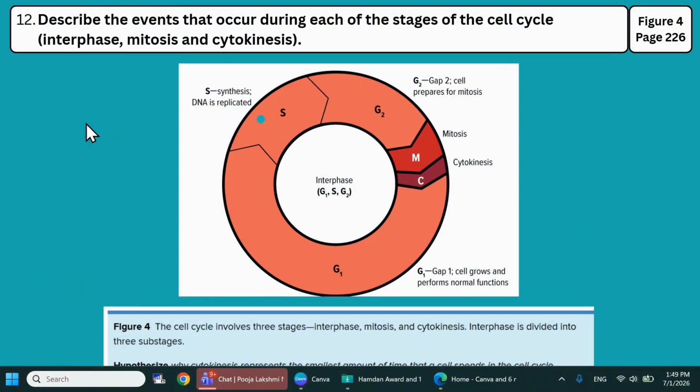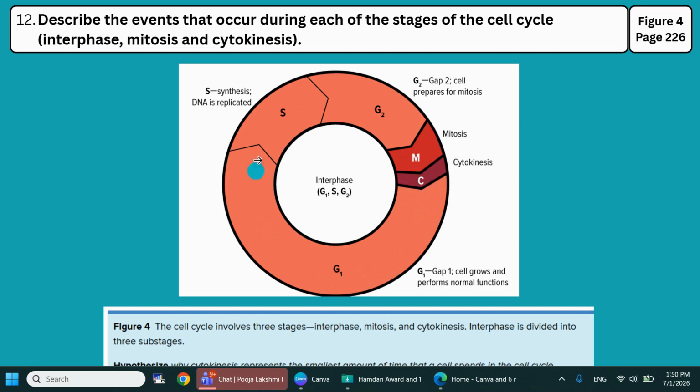Now we come to question number 12. Question number 12 is going to talk to you about the cell cycle. You know that the cell cycle has three main stages. This is figure 4 of page 226. So there are three main stages in a cell cycle. First is interphase, then mitosis and cytokinesis. This is the whole red color. This one is the lighter color. This is interphase, M is mitosis, and C is cytokinesis.